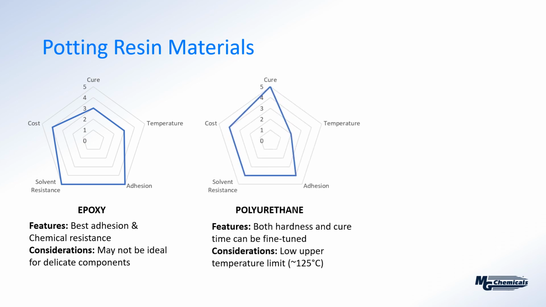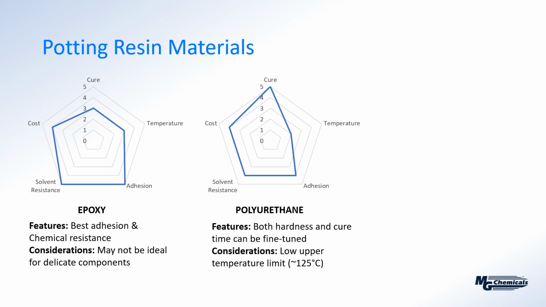Polyurethanes are also popular materials, and one of the distinguishing features of these is that they can be fine-tuned with respect to both their cure and their hardness. So these materials can be made as hard as a construction hard hat, or they can be formulated to be as soft as a marshmallow. So it really gives you that kind of latitude in terms of different hardnesses based on what you may need. And also the cure time can be fine-tuned.